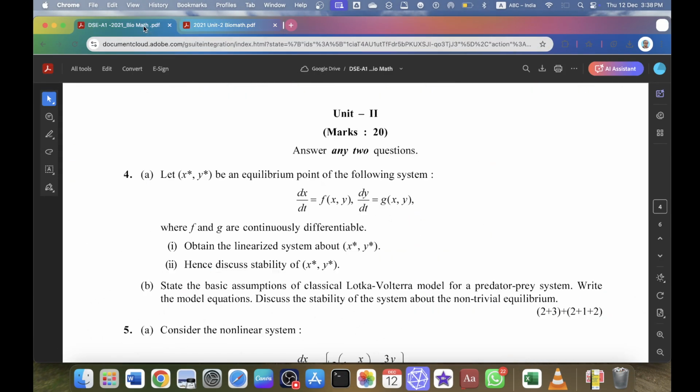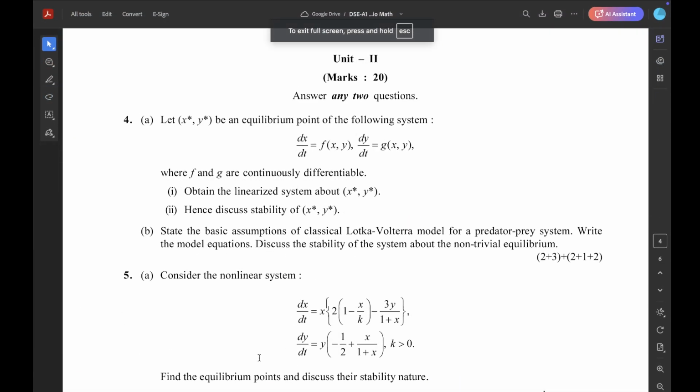Next question, question 4 part B. State the basic assumptions of classic Lotka-Volterra model for predator-prey system. Write the model equations, discuss the stability of the system about the non-trivial equilibrium.